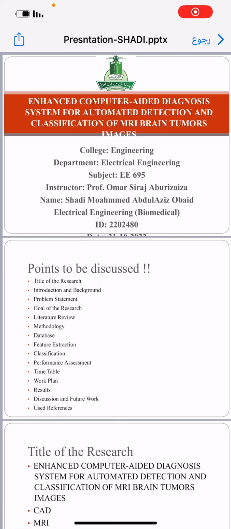Okay, Bismillah ar-Rahman ar-Rahim. This is Shadi Ubaid, and I'm talking today about an enhanced computer-aided diagnosis system for automated detection and classification of MRI brain tumor images.